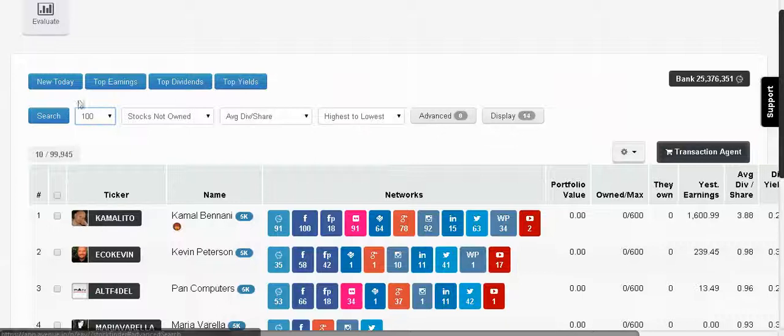So what we're going to do is set search to 100. 100 is the largest number of entries you can use in the transaction agent, so I just always set it to 100. And then stocks not owned. We want that because we want to buy people we don't own already. Average divs of shares is what it'll be sorted by. That's fine with me. Next, we want it highest to lowest. That's fine with me as well.